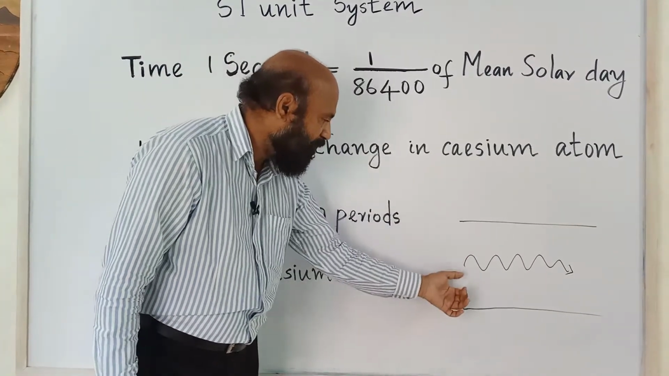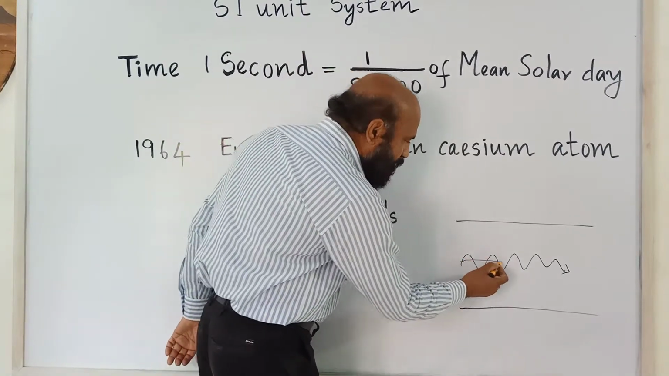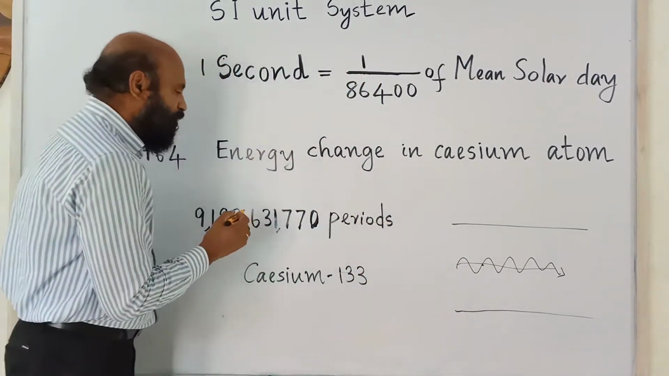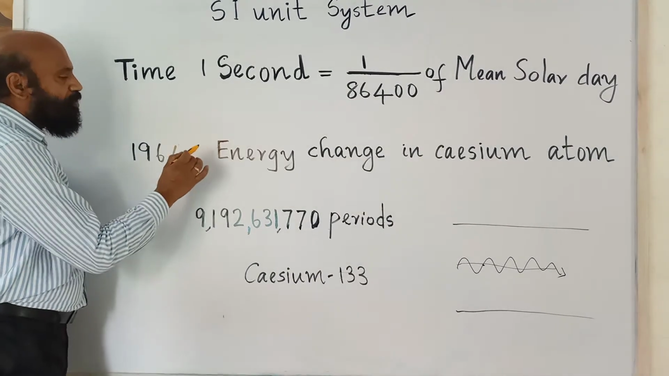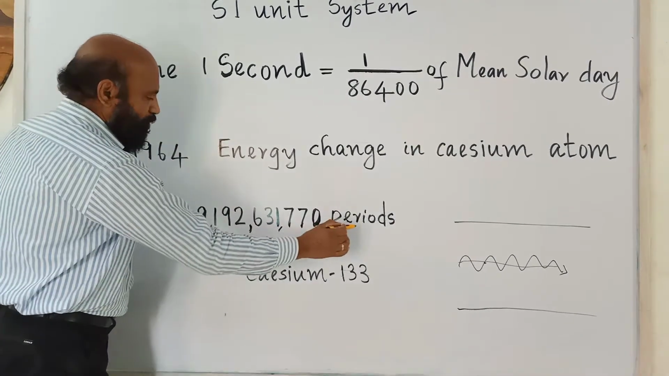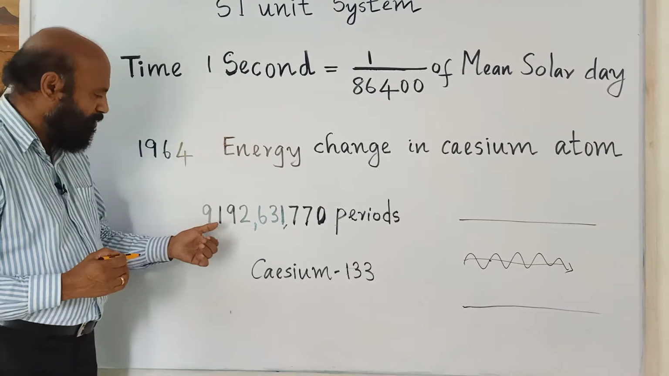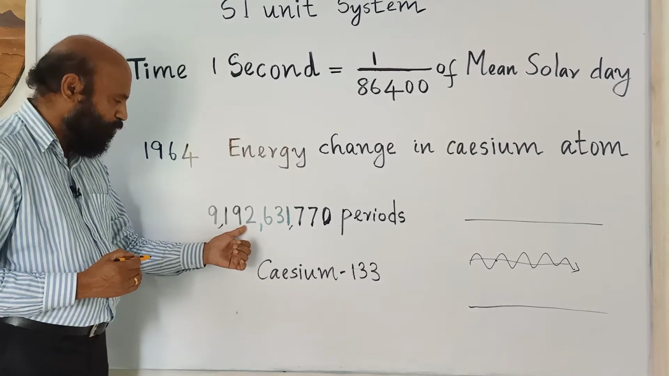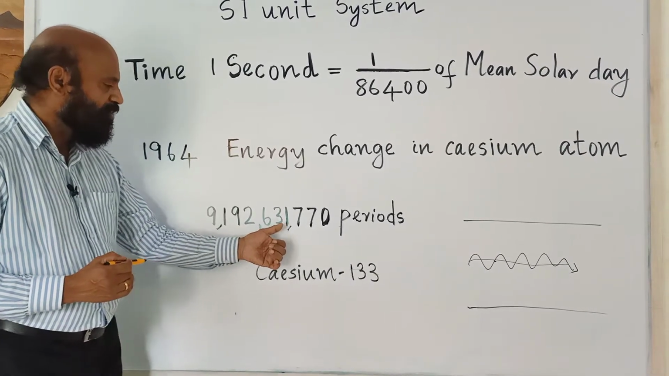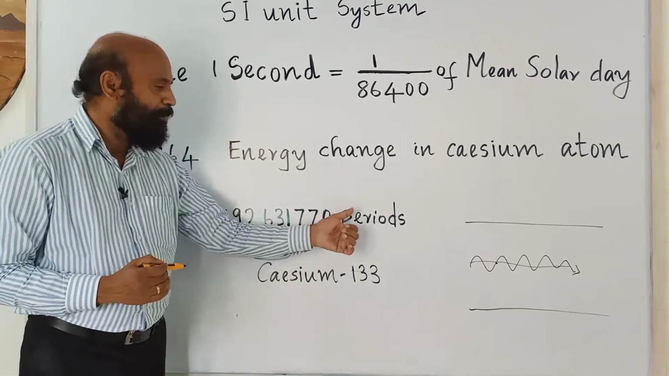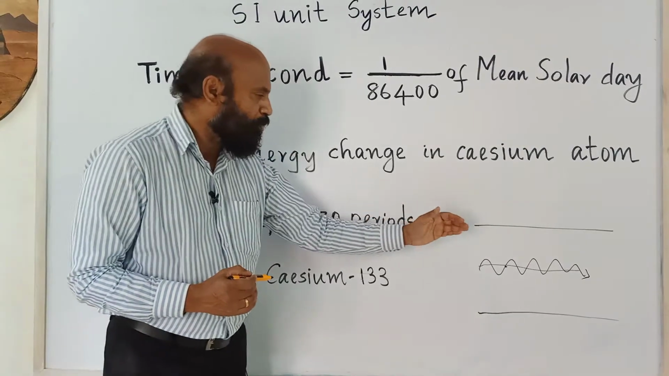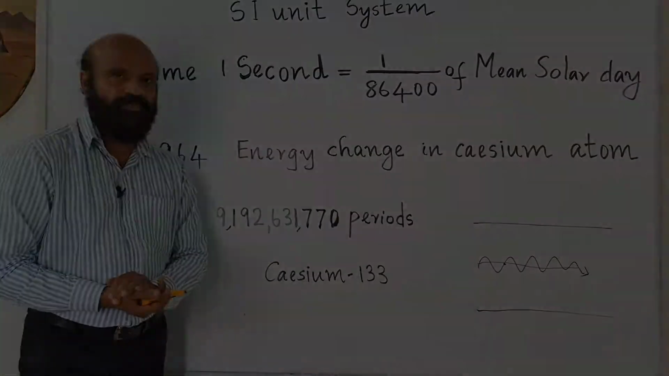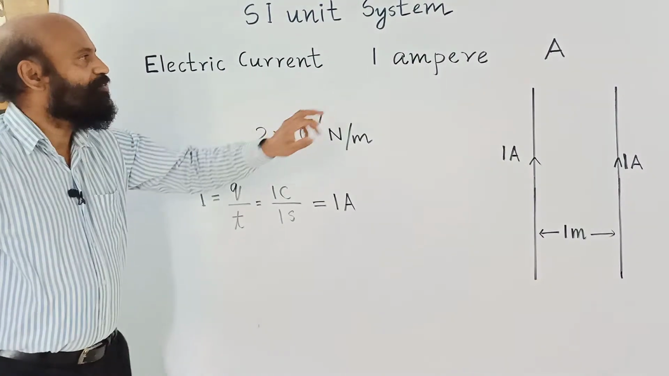Here, when there is a transition, a radiation is emitted. Then, time taken for making one vibration is what is called a period. Then, 1 second is equal to this many periods. If you are using Indian system, we have to read this 919 crore 26 lakh 31,770 periods of the radiation corresponding to the transition between two hyperfine levels of cesium-133.